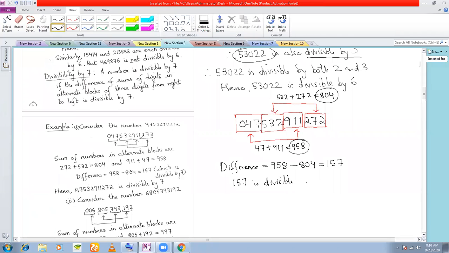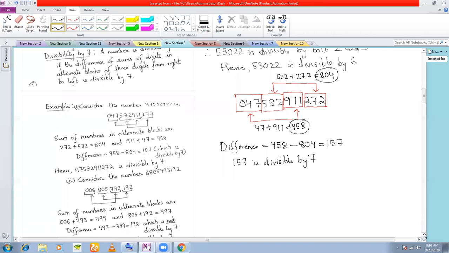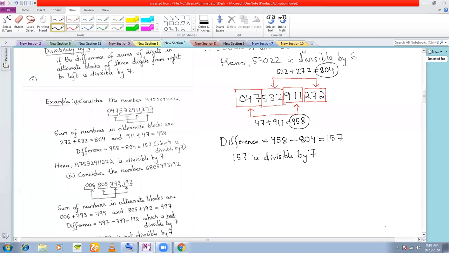Is it divisible by 7? Yes, it is divisible by 7. What is the quotient if you divide by 7? 157 is not divisible by 7, I think. It's 154. This I have written wrongly here.